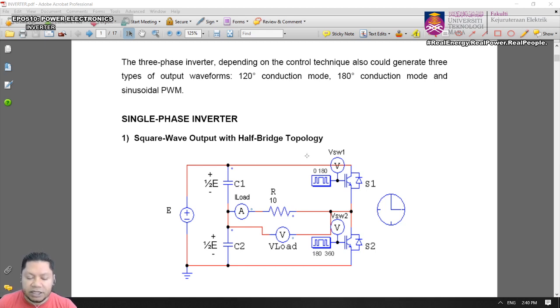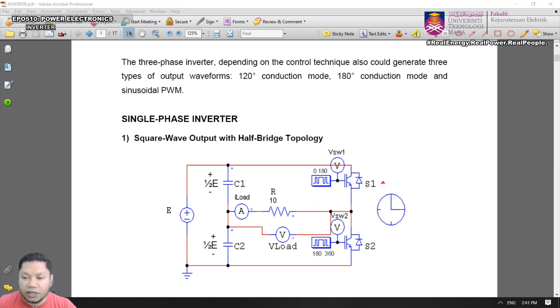Okay, so the first output that we're going to have is a square wave output. How are we going to control the switches such that the output will be a square waveform? To obtain a square waveform, you switch on S1 from 0 to 180 degree, and from 180 degree to 360 degree, you trigger S2. So whenever S1 is on, let's look at the flow of the current.